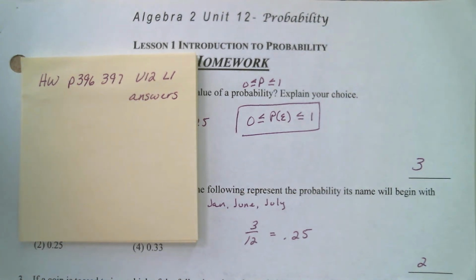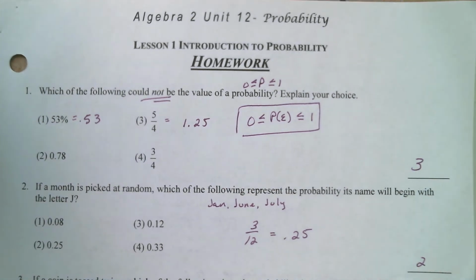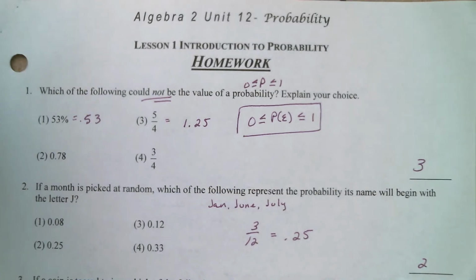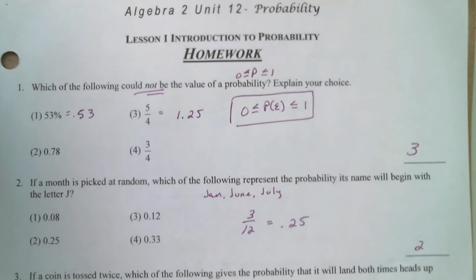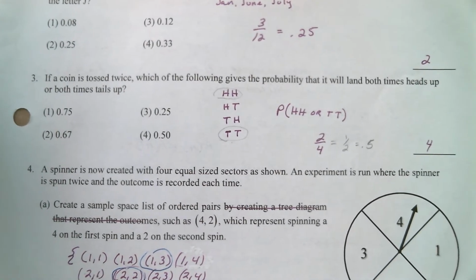This is the answers to homework pages 396 and 397 from Unit 12, Lesson 1. Number 1 is choice 3. Number 2, choice 2. Number 3, choice 4.